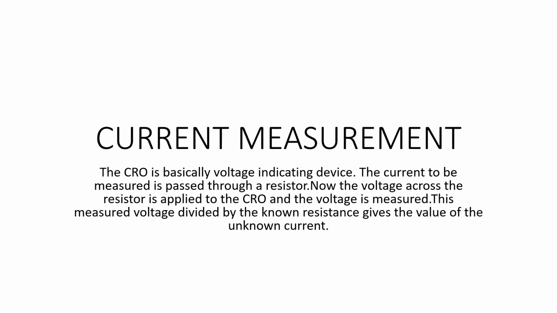Now, the current measurement. The CRO is basically a voltage indicating device. If you want to measure current using a CRO, the current to be measured is passed through a resistor. The voltage across the resistor is applied to the CRO and the voltage is measured. This measured voltage divided by the known resistance gives the value of the unknown current. So the CRO can also be used to measure an unknown current.